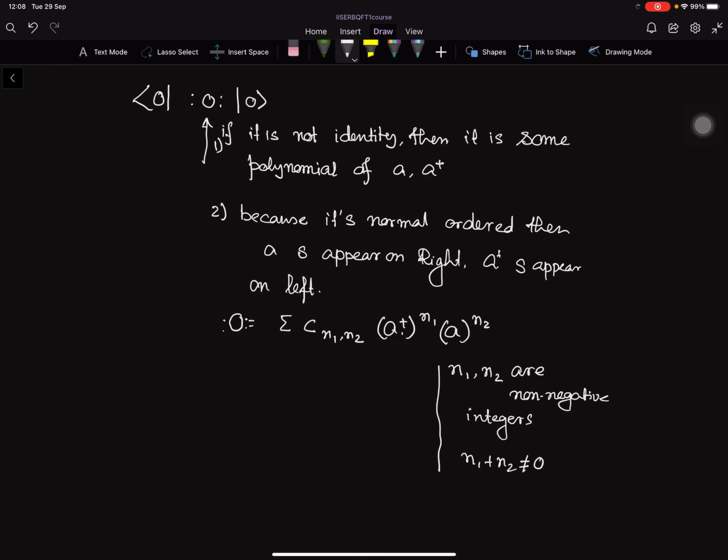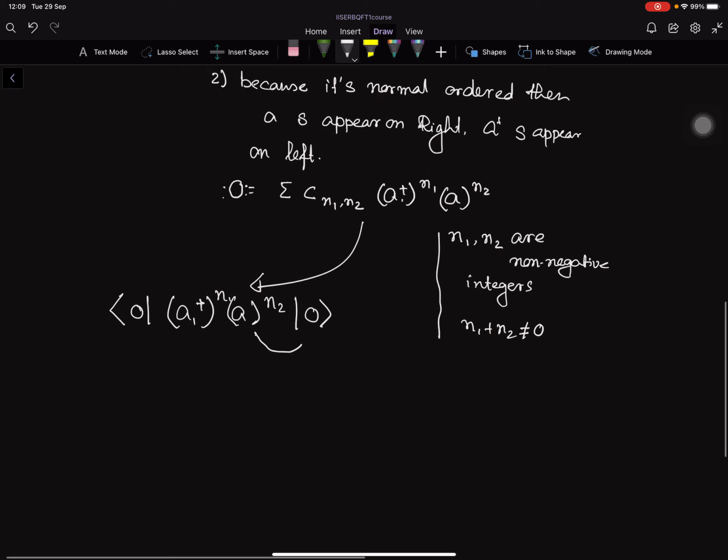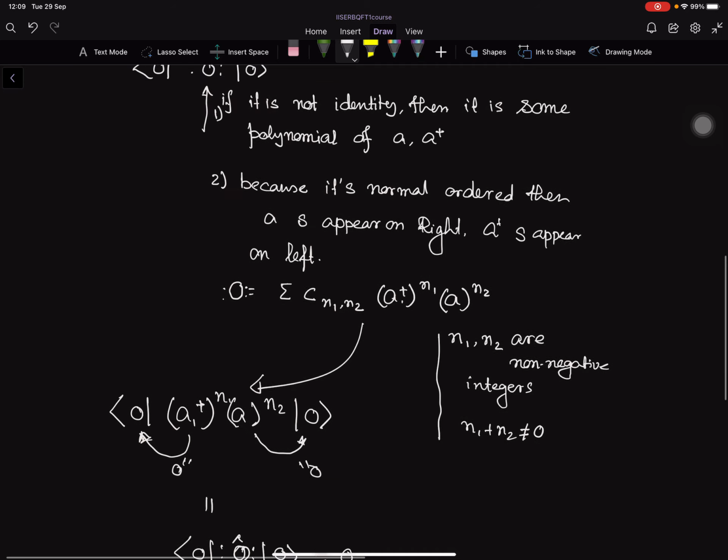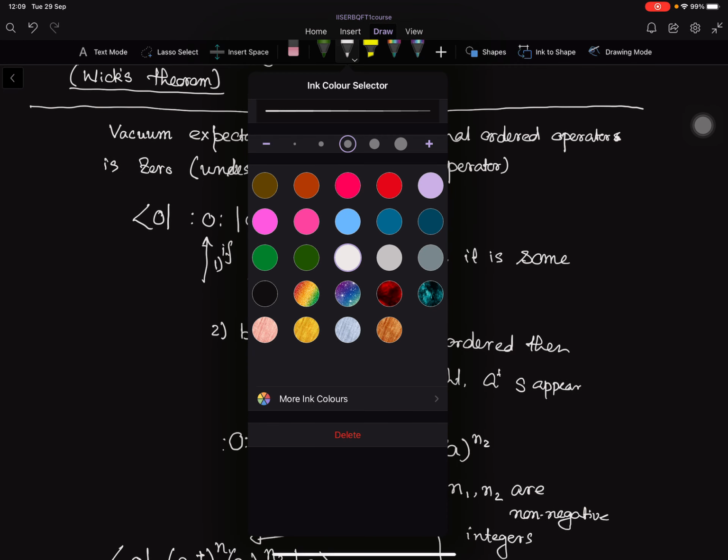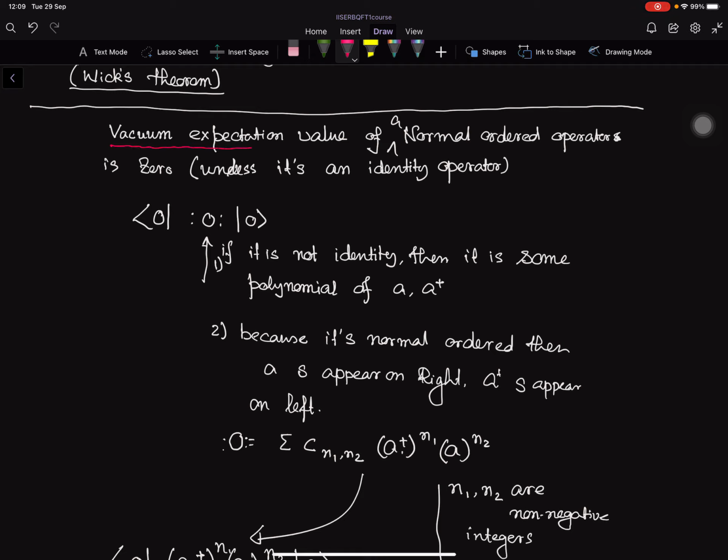Then if we try to compute the vacuum expectation value of this, because a acting on vacuum is 0 and a dagger acting on vacuum is 0, this implies that whenever we have a normal ordered, non-identity operator, this always gives us 0. So this is the first statement, that the vacuum expectation value of any completely normal ordered operator is 0.